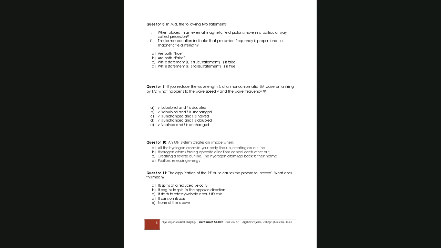Okay, question 8. In MRI, the following two statements: 1, when placed in an external magnetic field, protons move in a particular way called precession. It's true. And 2, the Larmor equation indicates that the precession frequency is proportional to the magnetic field. Okay, so now he's telling you, are they both true? Are they both false? Is 1 true and 2 false, or 1 false and the other true?